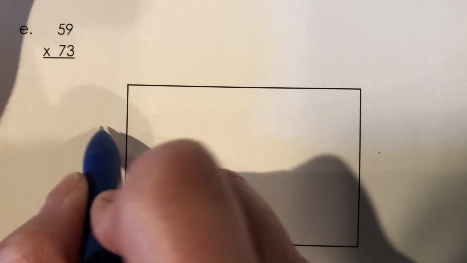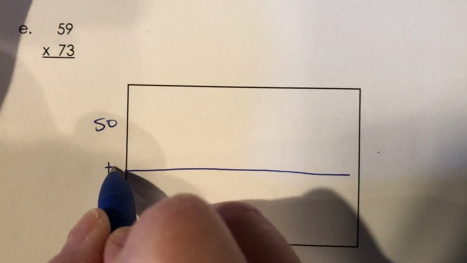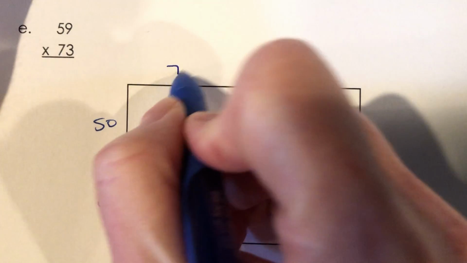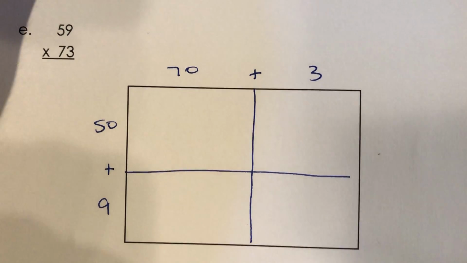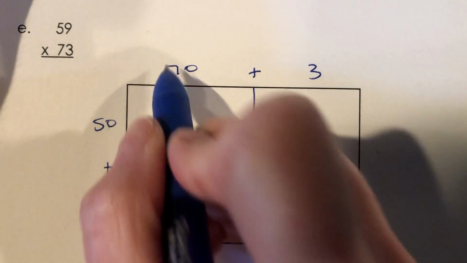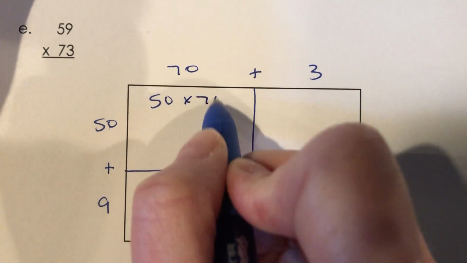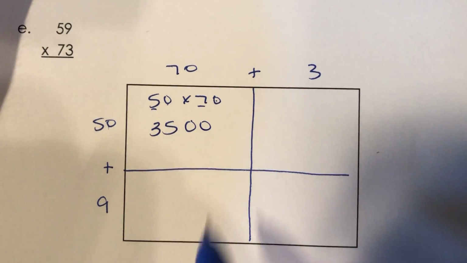So 59, I'm going to break up into 50 and 9. And 73, I'm going to break that up into 70 and 3. Now to find my partial products. The area of this rectangle here is 50 by 70, so I would do 50 times 70. 5 times 7 is 35, and I have my 2 zeros.